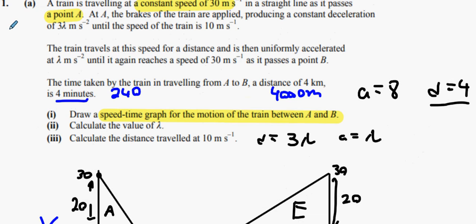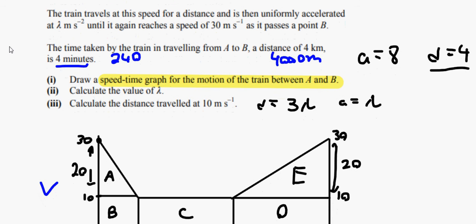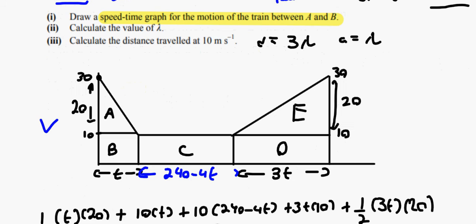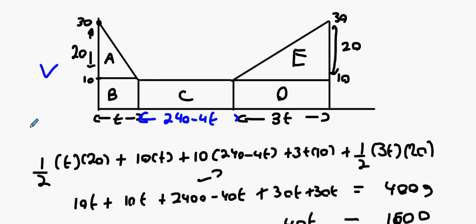What does it want from us? We still haven't answered part 2, have I? Part 2 is looking for the value of pi. So I'm going to need to find the value of pi. To find the value of pi, it's the acceleration. I suppose we could do it this way. You can use v equals u plus at if you want, but I'll try it this way.